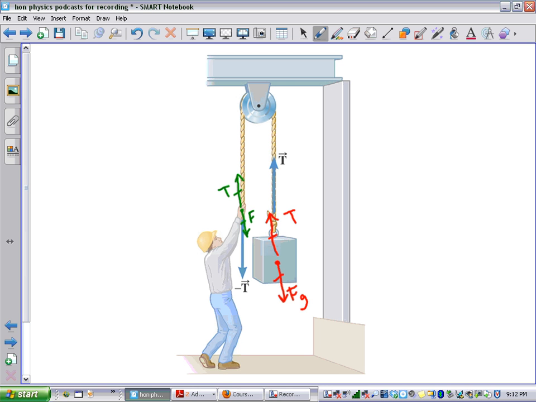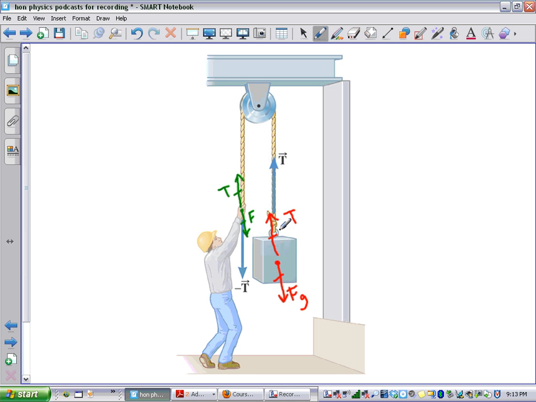But in another case, where the force on the man's hand is longer, the rope will be accelerating down this way, which means the block will be accelerating up this way.